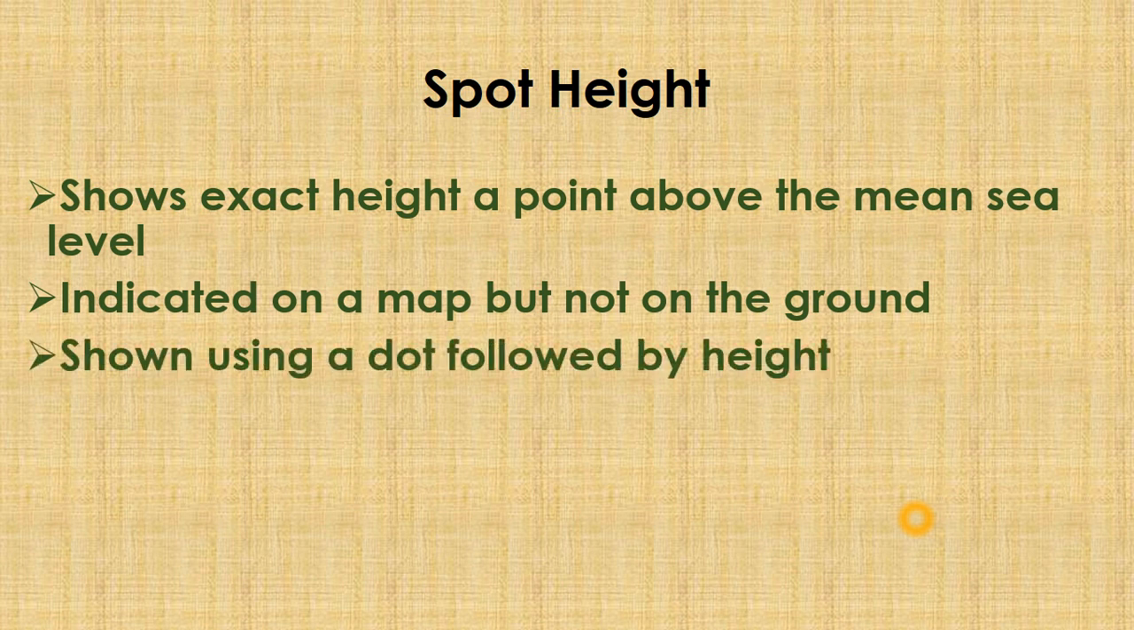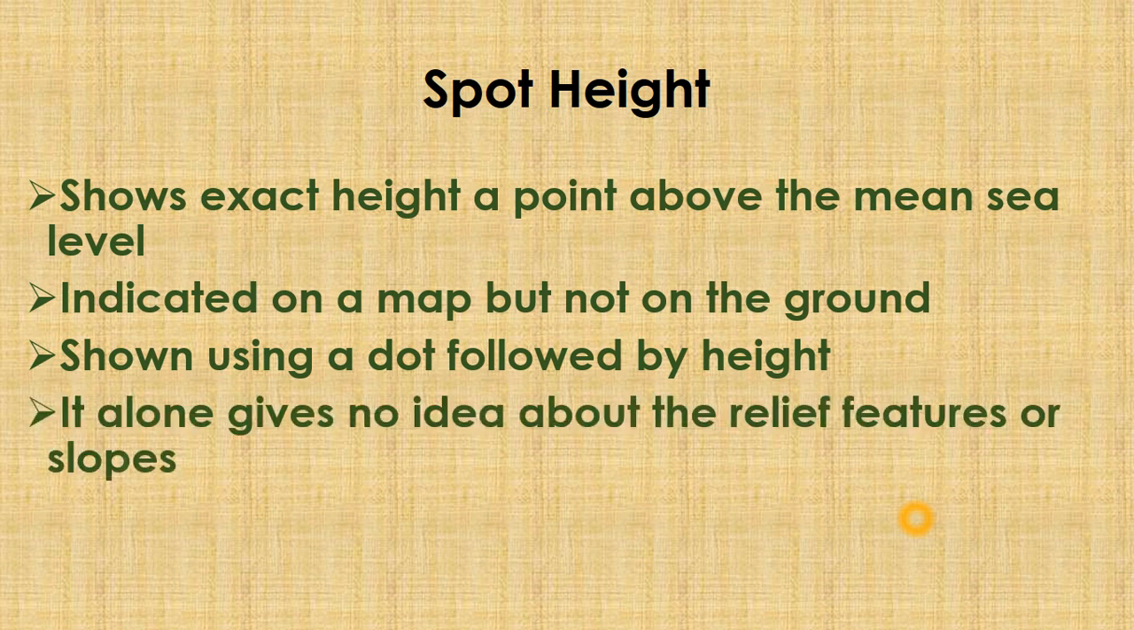Now another thing, the method of representing spot height is that it is shown using a dot followed by height. So I think that is very easy. Another important thing about spot height is, it cannot give any idea about the relief features, like what the slope is, whether it is a mountain, or any other kind of landform. It only shows us the height of one particular point.